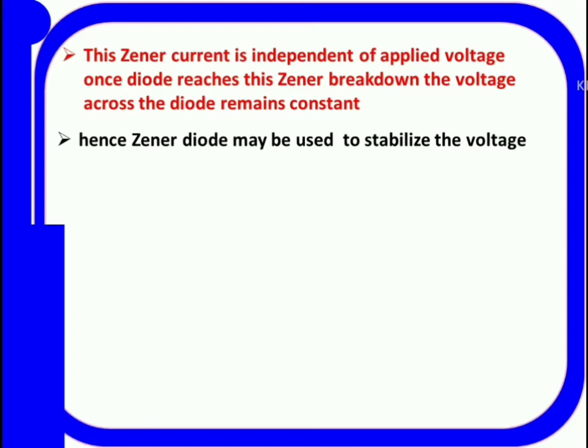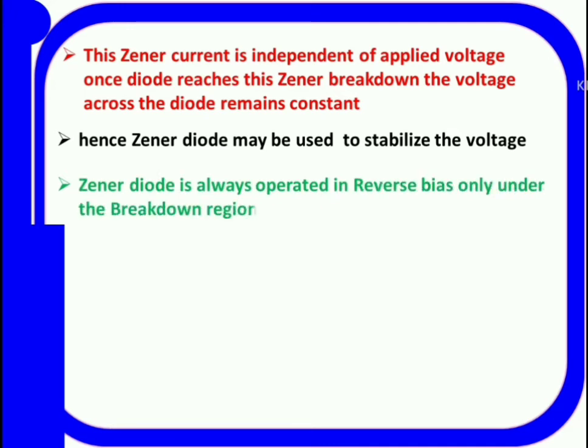That means there is no change in the voltage. It is fixing one value. So you can use this property to stabilize the voltage, that means to produce a constant voltage. Zener diode is useful for stabilizing the voltage.